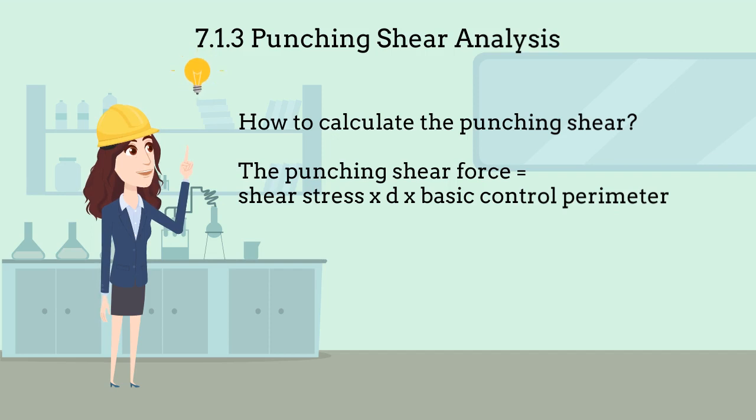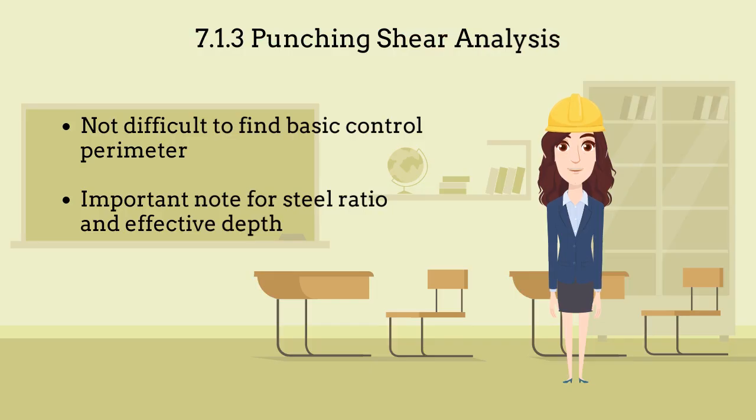Now you have already learned the basics of punching shear. So how do we calculate it? The punching shear force can equal to shear stress times the effective depth d and basic control perimeter u. By finding the shear force, it is not difficult to find the length of the basic control perimeter by referring to the equation. But there is one important point to notice when talking about shear stress and effective depth.